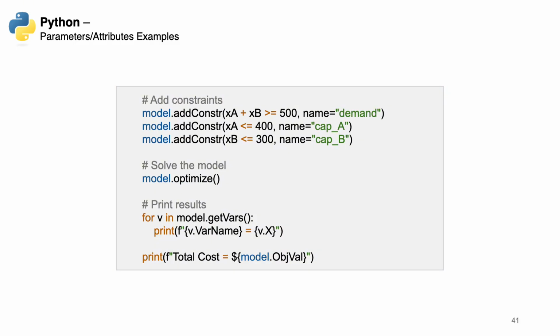Next, we add the walls of our problem. We use model.addConstr 3 times, 1 for the demand of 500 and 2 for the individual plant capacities. By naming them demand, cap A and cap B, we ensure our code remains professional and easy to debug. Once the constraints are added, we call the magic command model.optimize. After Gurobi finishes, we use a simple loop over model.getVars to print the name and the final value for each variable. This is where we see the transition from an empty variable to a calculated optimal decision.